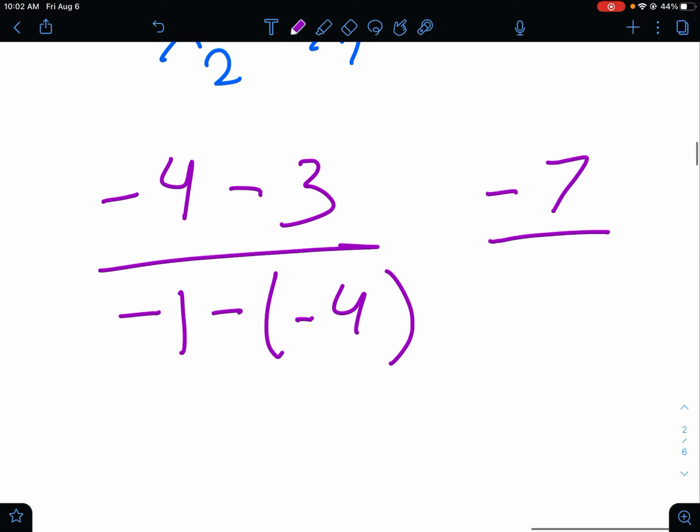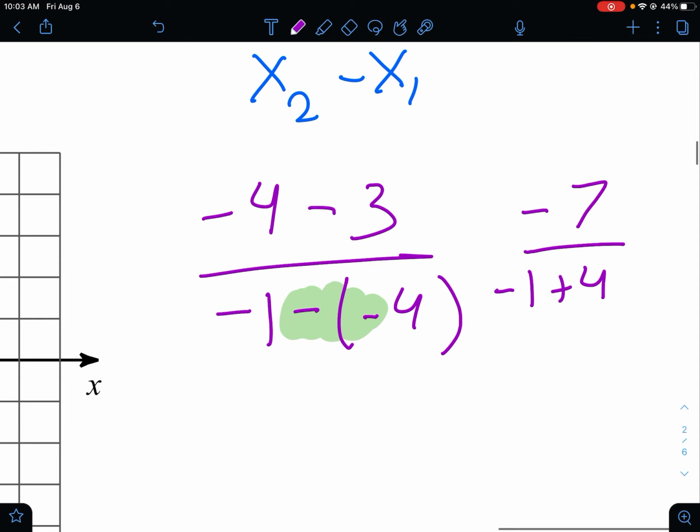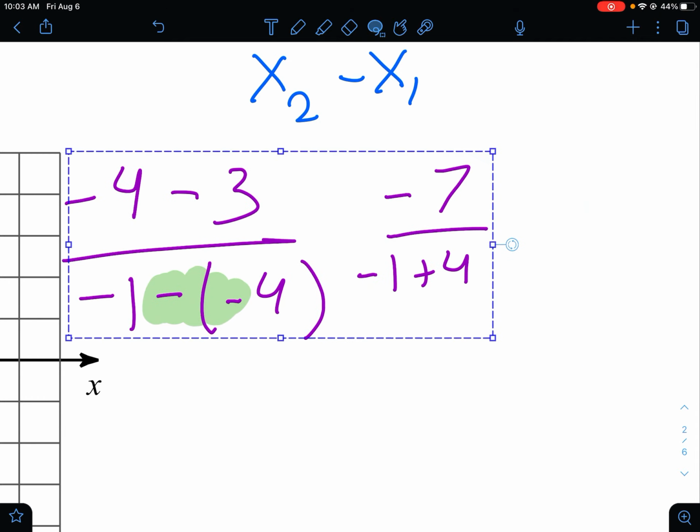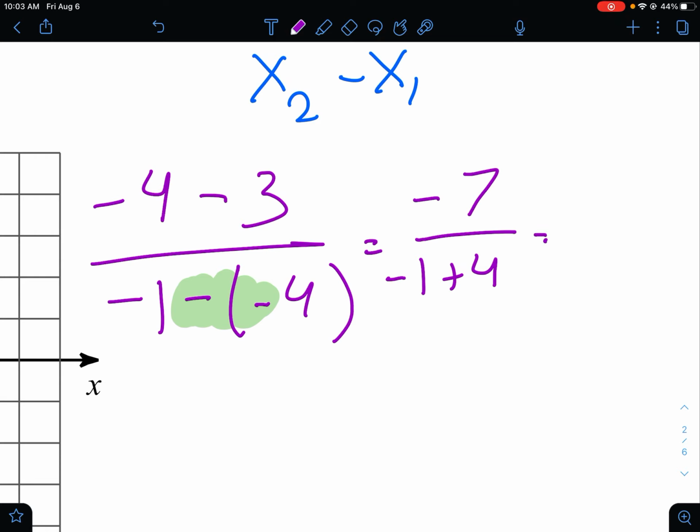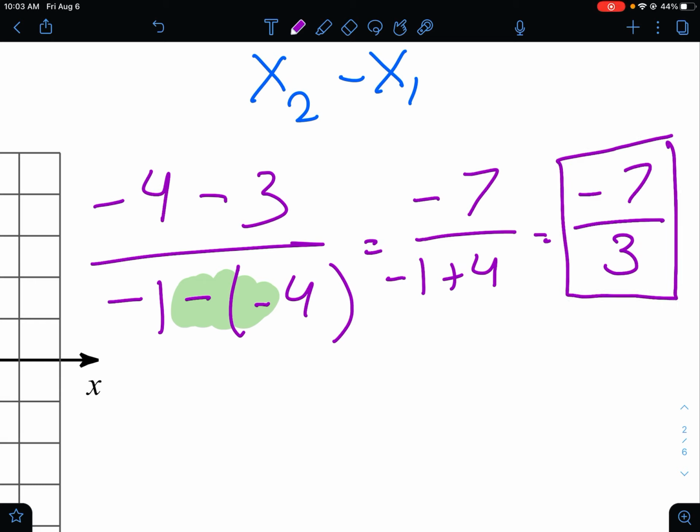Then this bottom one here, I do have to rewrite, and the reason I have to rewrite it is because I have 2 signs next to each other. Minus minus gives me a plus, so I get -1 plus 4. I get a -7 on top, and then here we have different signs, right? We have a minus and a plus. So different signs subtract. 4 minus 1 gives me 3, and then I'm going to keep the sign of the bigger number. Well, my bigger number is 4, so it stays positive. So my answer here I got is -7/3.